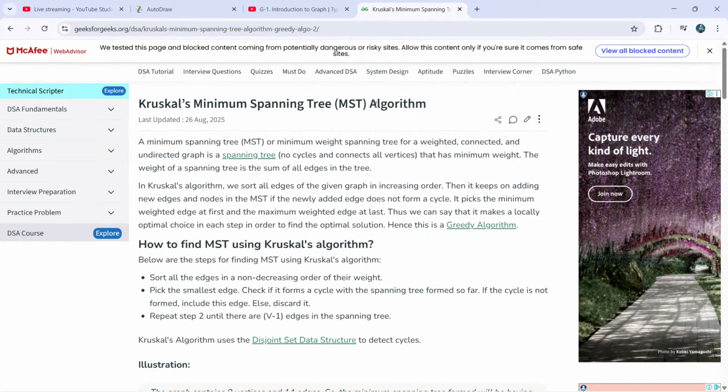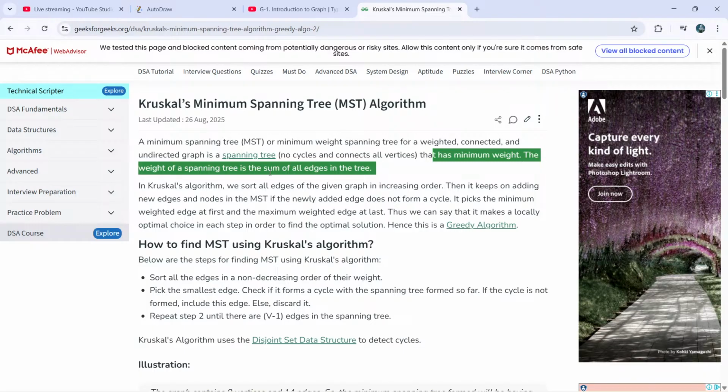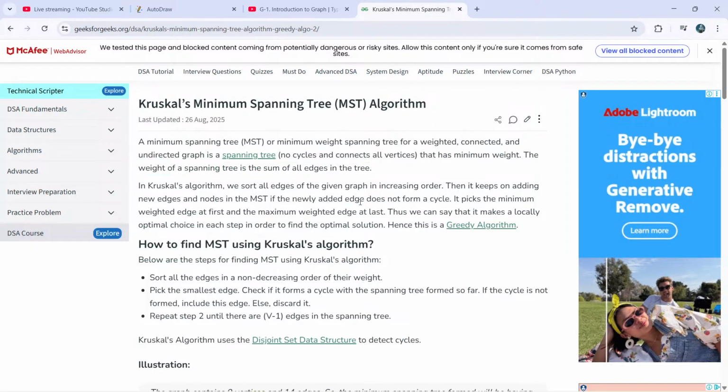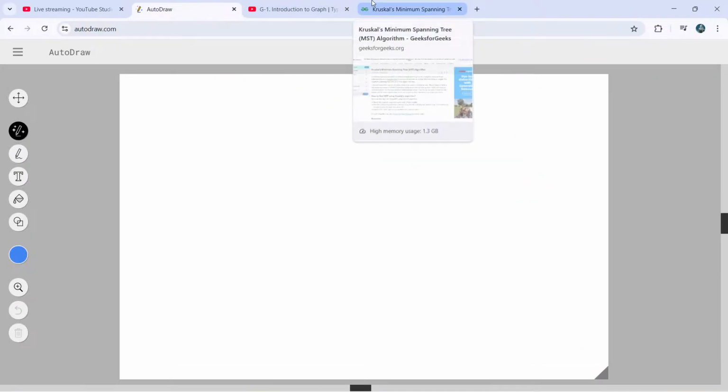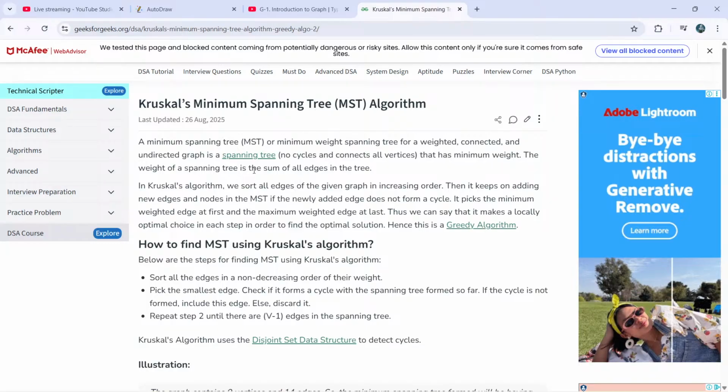So, let's go to the next algorithm, that is Kruskal's minimum spanning tree algorithm. A minimum spanning tree or a minimum weight spanning tree of a weighted, connected, and directed graph is a spanning tree that has minimum weight. The weight of a spanning tree is the sum of all edges in the tree. For those who don't know, a spanning tree has no cycles and connects all vertices.